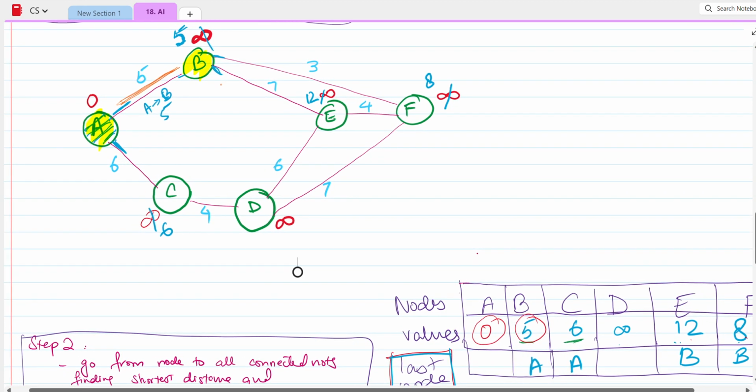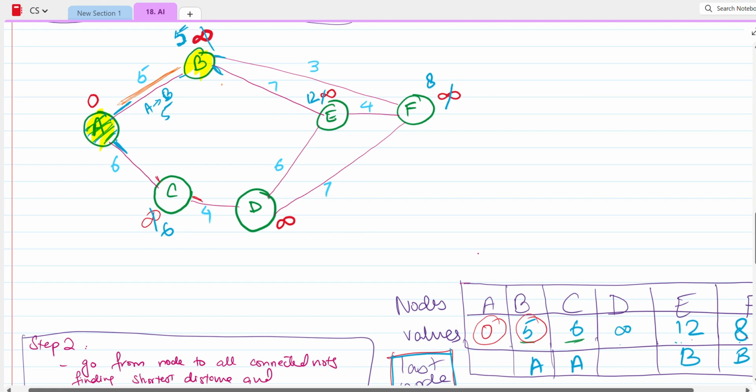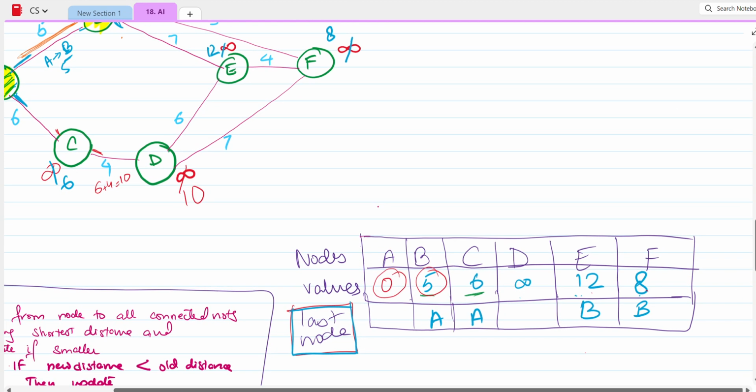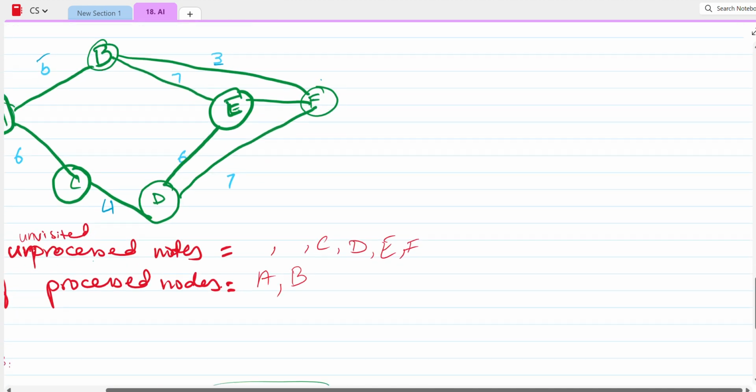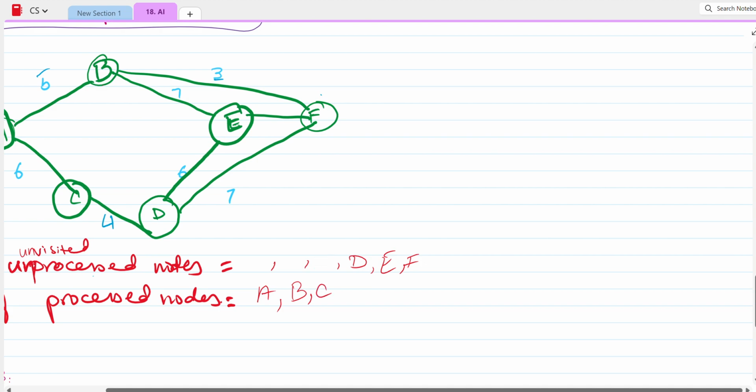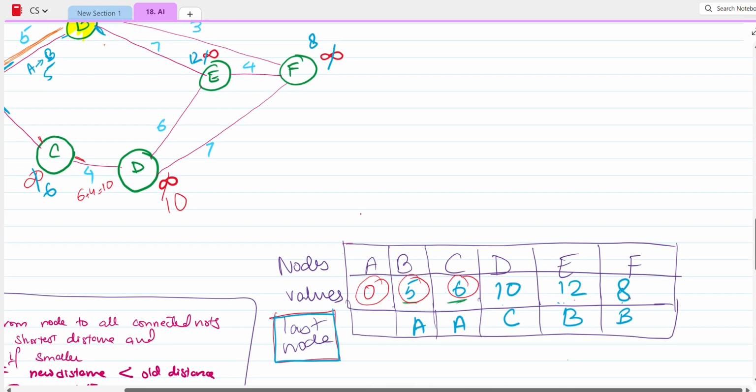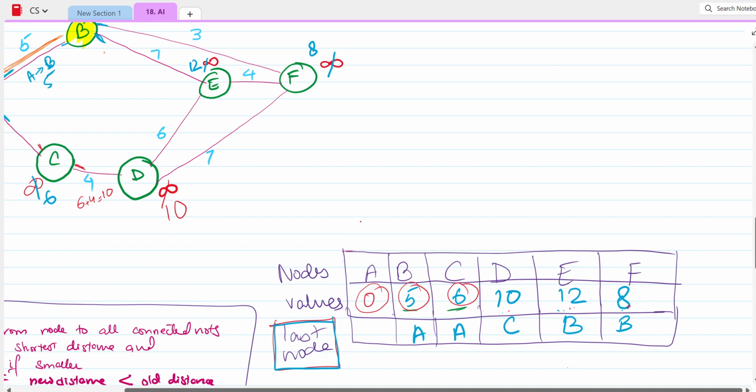So from C we have D and A. A is already processed, let's not look into it. So 6 plus 4 becomes 10. This changes to 10 over here, and we change the value of D to 10, and the previous node was C. And now we say that we have processed C. Now the next nodes are 10, 8, 12 and 8.